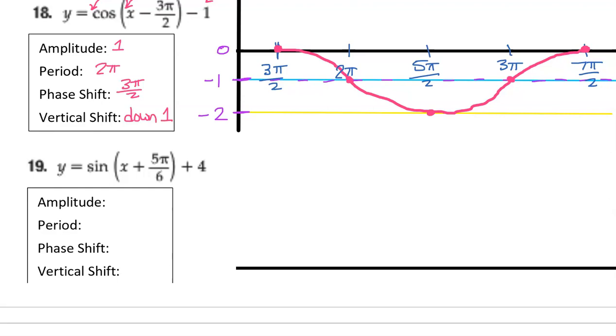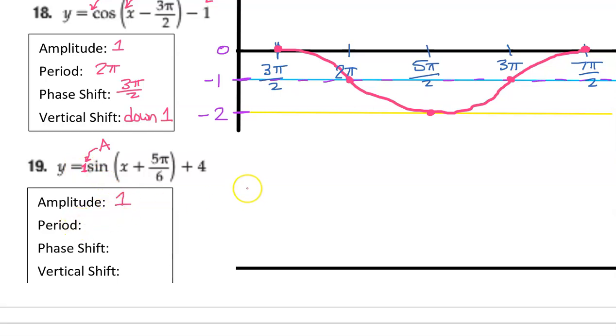All right, we've got one more graph to do on this video, problem number 19. The amplitude is going to be 1 again. The amplitude comes from the A value, which is this invisible 1 right here in the front. Please remember the amplitude is always positive. Even if this were a negative, I would still put a positive right here for the amplitude.